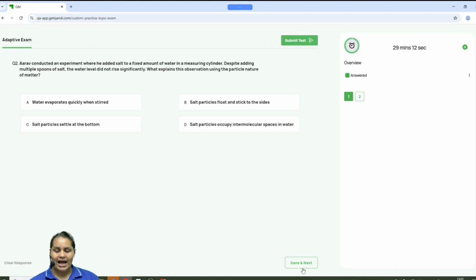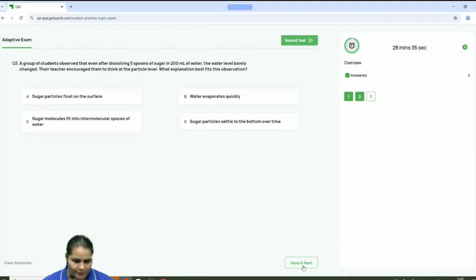Arav conducted an experiment where he added salt to a fixed amount of water in a measuring cylinder. Despite adding multiple spoons of salt, the water level didn't rise significantly. What explains this observation using the particle nature of matter? Water evaporates quickly when stirred, salt particles float. Okay, so you are saying D, that salt particles occupy intermolecular spaces in water because the level didn't rise. So let me mark D here.